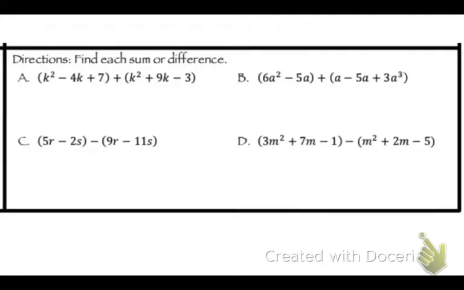So now, these are just some more examples. We need to find the sum or difference. So let's group them in this first one. So we have k squared and k squared, negative 4k and 9k, and then 7 and 3 to get 2k squared plus 5k plus 4.